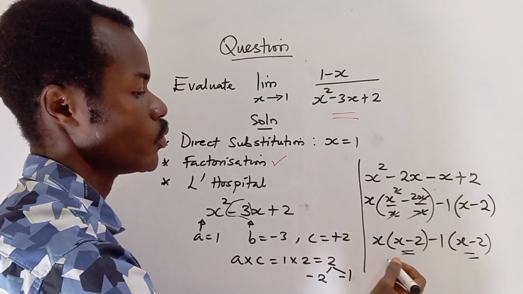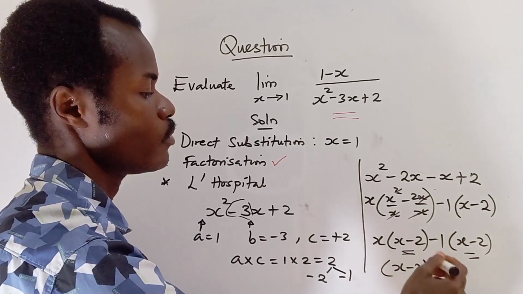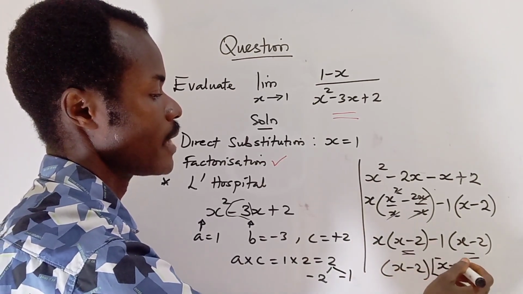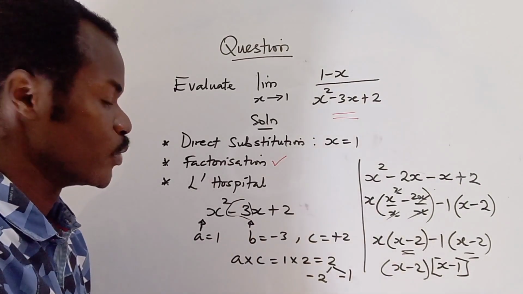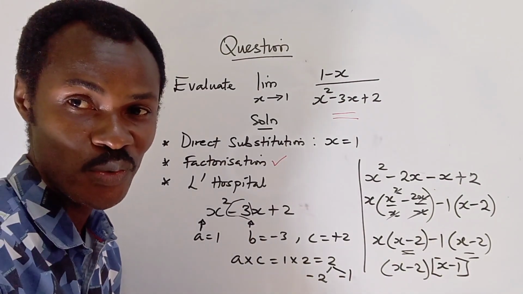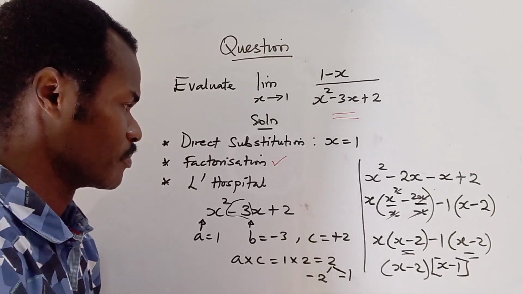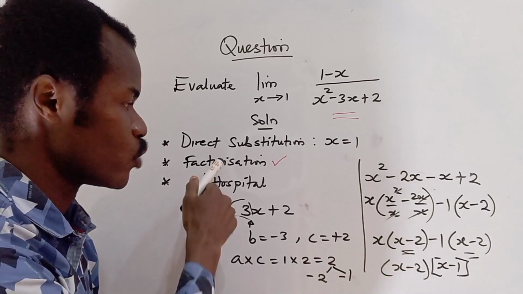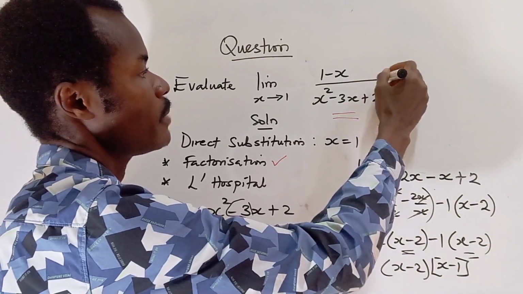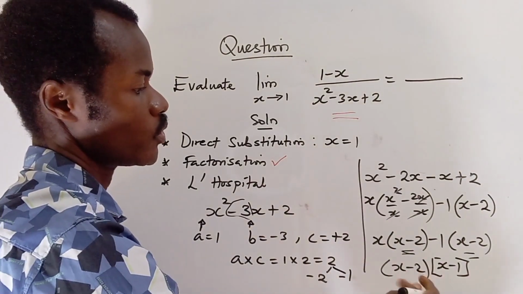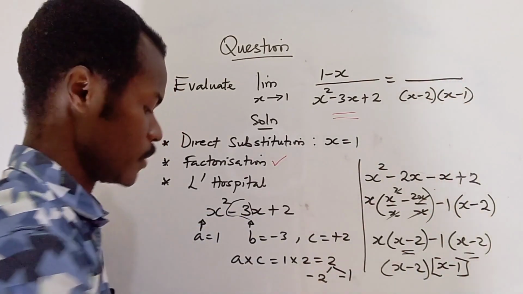Now, this is common, so we have all these as what? Our x minus 2 that is common, multiplied by what is outside, which is x minus 1. Okay? Now that we've been able to factorize, the factorization method is going to work. It indicates that we can actually use the factorization method in this problem. All right? So remember that, okay, this means we have x minus 2 multiply x minus 1, okay?